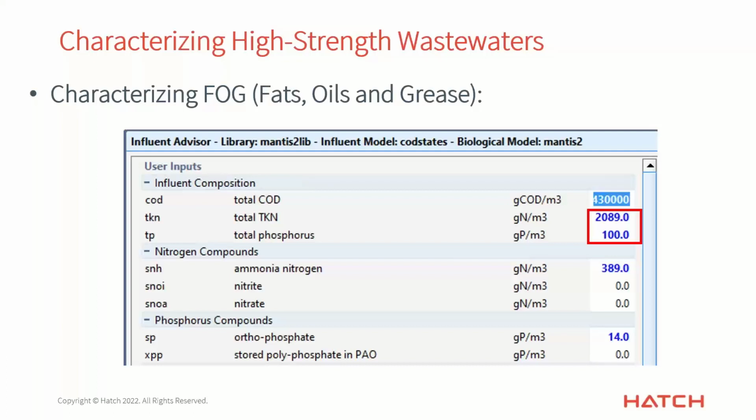So we're talking hundreds of thousands of milligrams per liter of COD, something in the neighborhood of many hundreds or some thousands of milligrams per liter of the nitrogen, and hundreds of milligrams per liter of phosphorus. Those are the kind of numbers you'd typically be looking at.